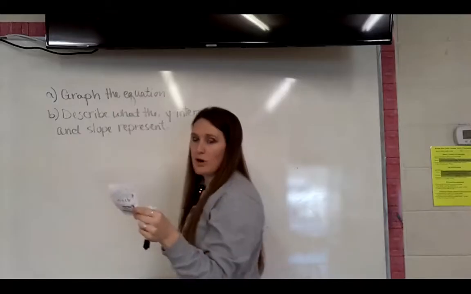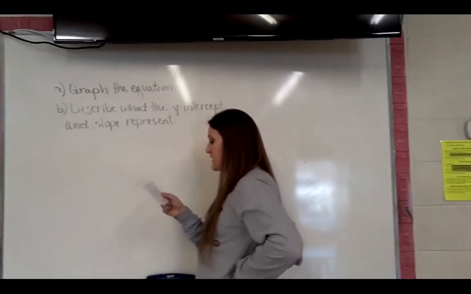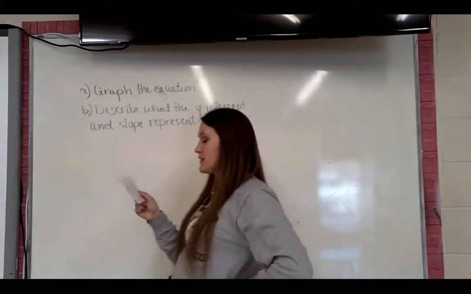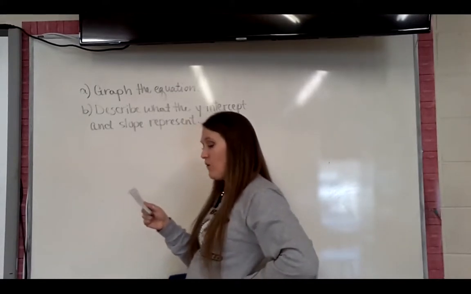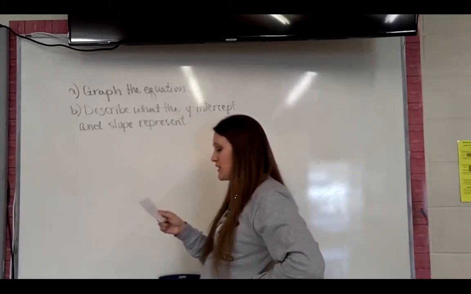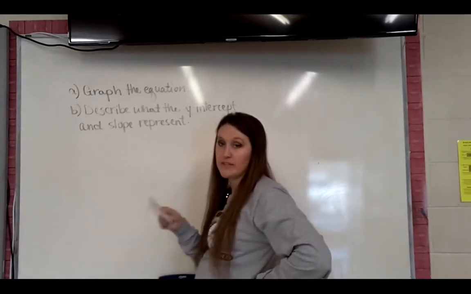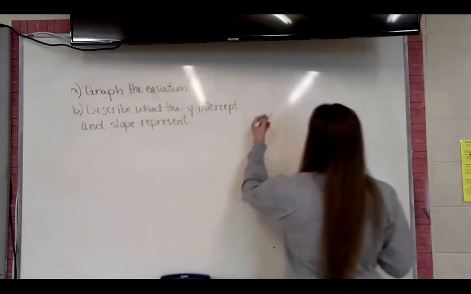Okay, our last problem says Jack has written 30 pages of his novel. He plans to write 12 pages per week until he has completed his novel. The total number of pages written, y, can be represented by y equals 12x plus 30, where x is the number of weeks. So they give us our equation, y equals 12x plus 30.